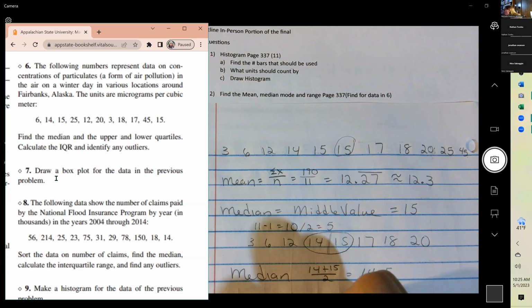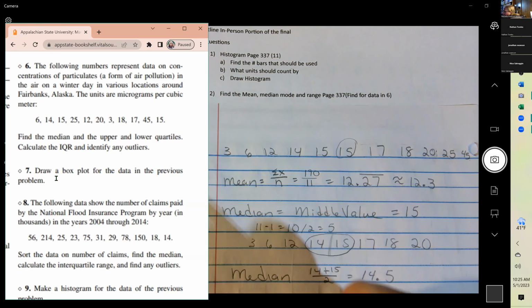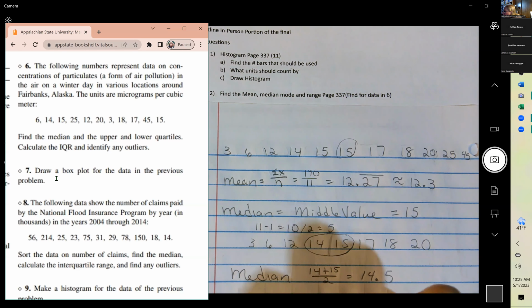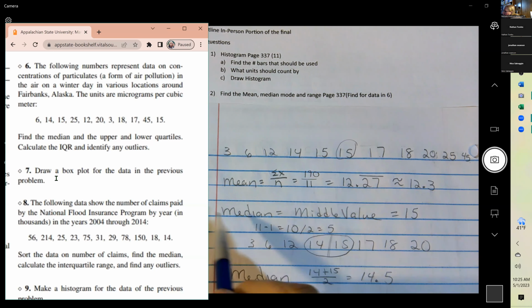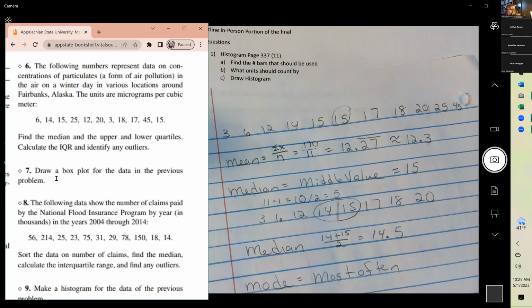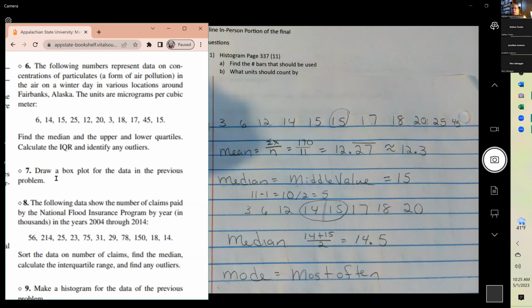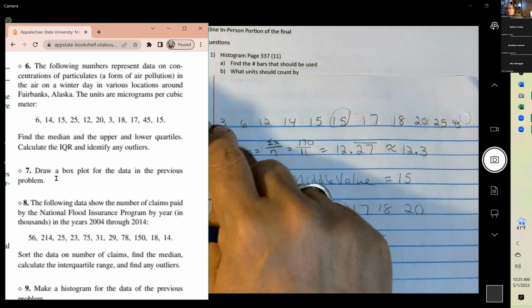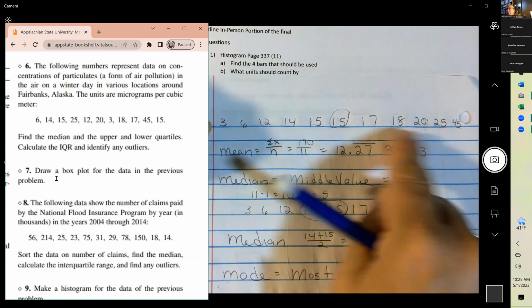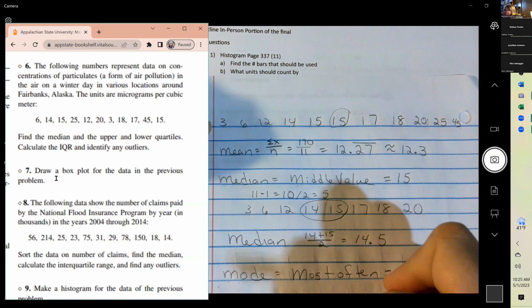Mode is most often, the largest frequency. Notice MD for median, MD for middle, MO for most, and mode. We'll look at the values. I'll go right here. I put them in order. Which one repeats the most? 15's there twice. It's the only one. So the mode is 15.